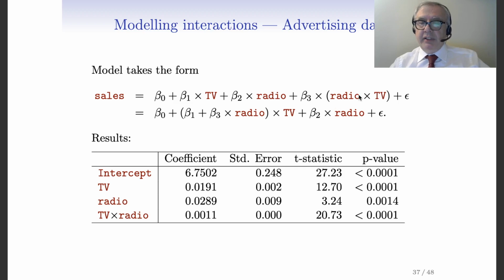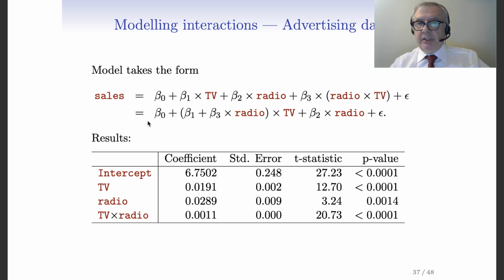In some sense, it's like creating a new predictor which is given by the product of radio and TV expenditure. So we had this predictor, TV, the second predictor, radio, and now we create a new predictor which is just the product of these two, and we associate a parameter to it. Now we can rewrite this model. This is quite easy. There are two ways to rewrite.